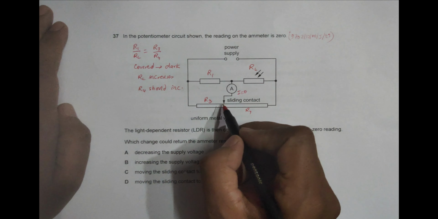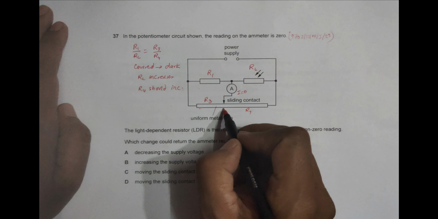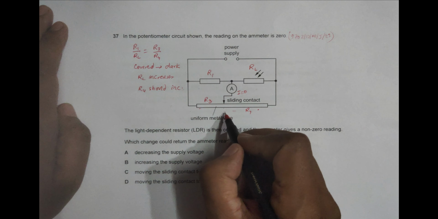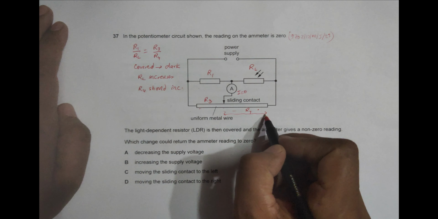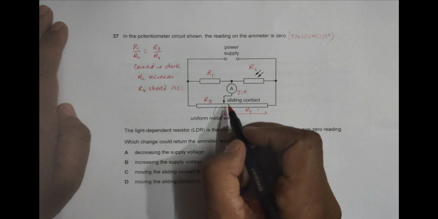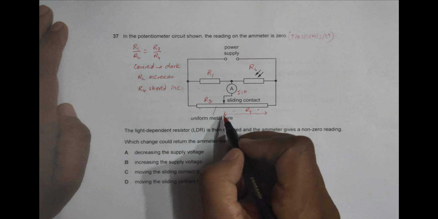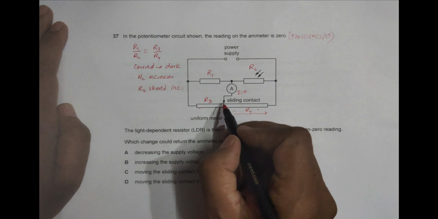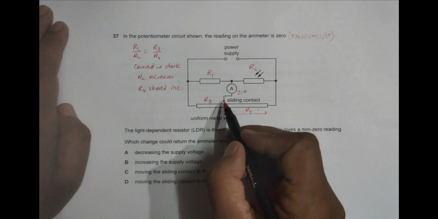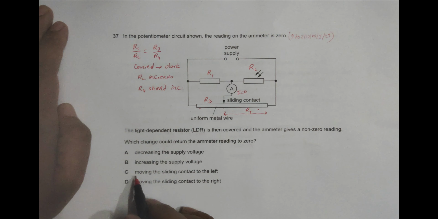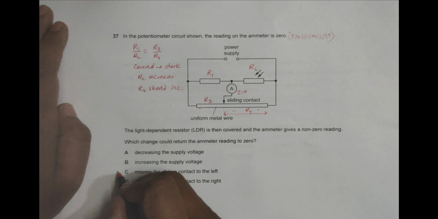So in a potentiometer, the PD or the resistance depends on the length. So if R4 should increase, then this length should increase. This length only increases when we slide this thing over here. So to have that, we must slide this thing towards the left. So the choice is moving the sliding contact to the left.